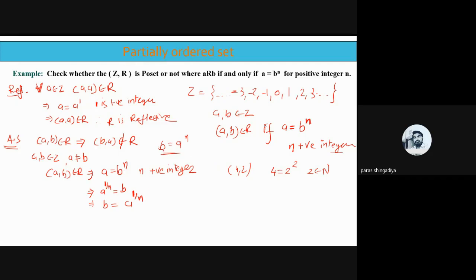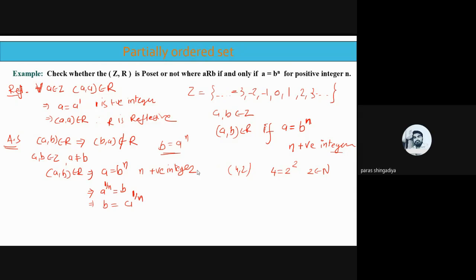So here we get one form, b is equal to a raised to n type, but in place of n we have 1 upon n. b is equal to a raised to 1 upon n. Here n is a positive integer at the starting. The word integer is very important for this case. If I remove the word integer, then it is not antisymmetric here. But the word integer is very important here. Based on that, we can say that (b, a) does not belong to R.